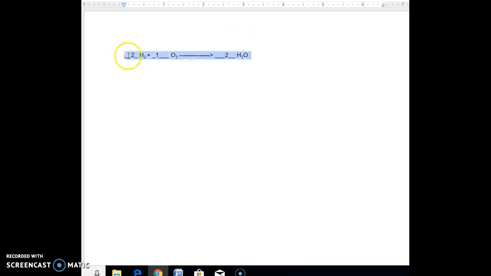Okay, I want the numbers to go right in front of those chemicals. If you still have any questions, feel free to ask me, but make sure that this is what I want in your test.